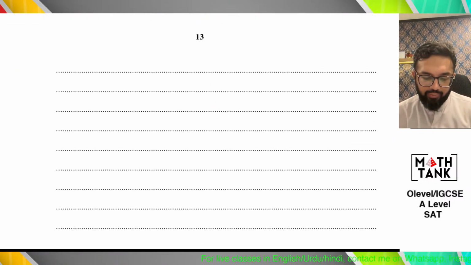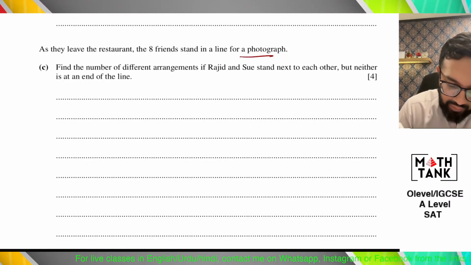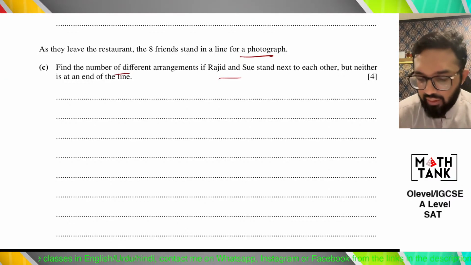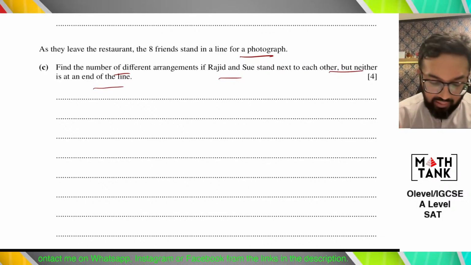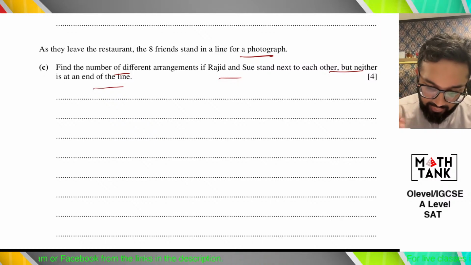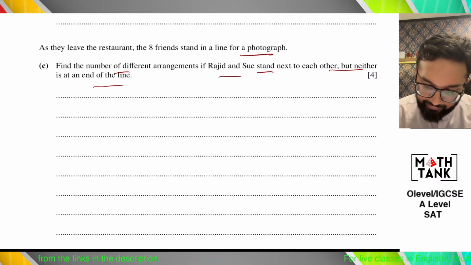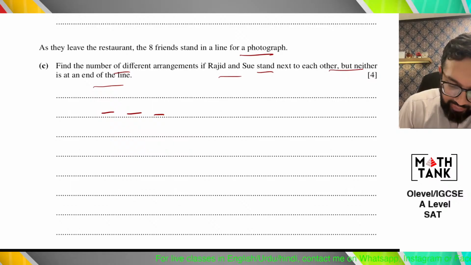Okay, that's correct. As they leave the restaurant, the 8 friends stand in a line for a photograph. Find the number of different arrangements if Rajat and Sue stand next to each other, but neither is at the end of the line. Okay, so 1, 2, 3, 4, 5, 6, 7, 8.